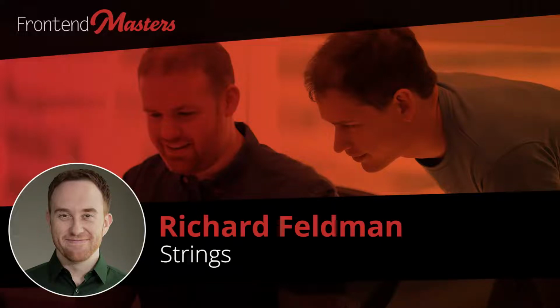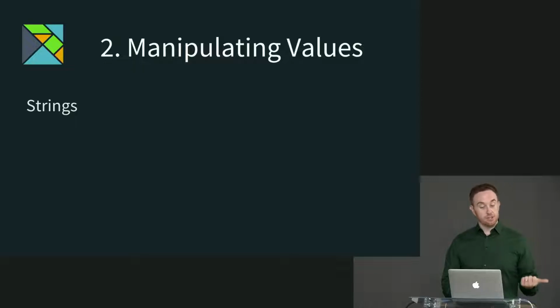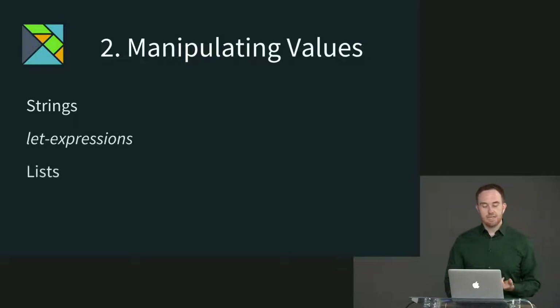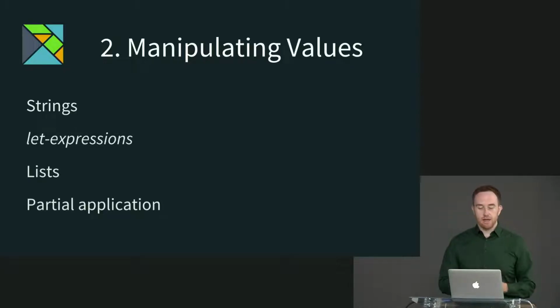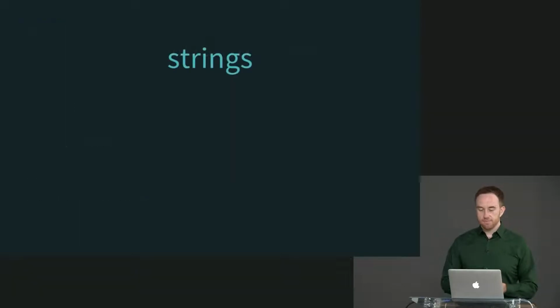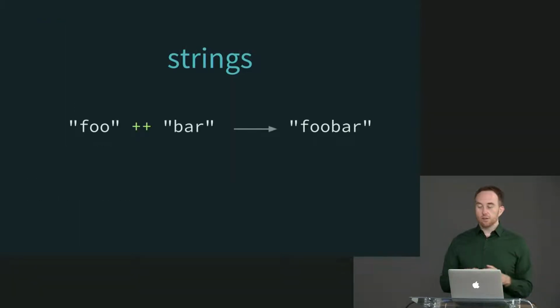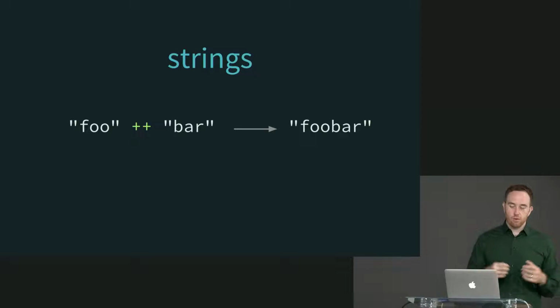Manipulating values. All right, so here we're going to talk about another 4 concepts. We'll talk about strings, let expressions, lists, and partial application. Let's start with strings. So strings in Elm look pretty similar to JavaScript in terms of having quotes around them.